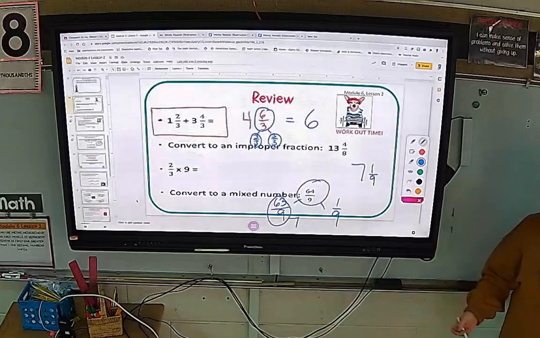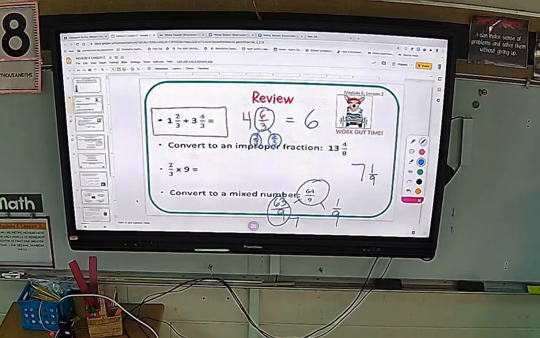All right, we don't want to lose those fraction skills because remember, we've entered the world of what? Decimals, and decimals and fractions are going to work very closely together.